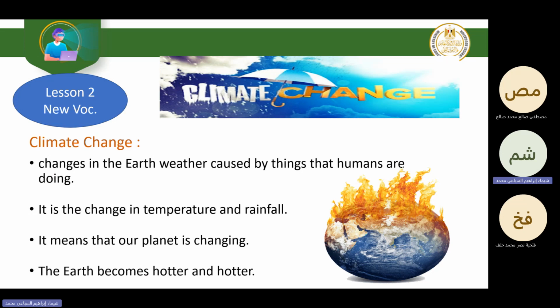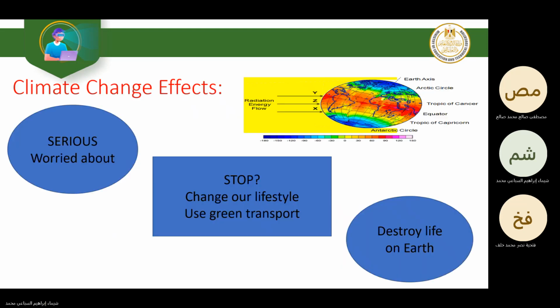Okay, so it's the change in temperature and rainfall. The temperature is higher and higher, and the amount of rainfall will be less. It means that our planet is changing. The earth becomes hotter and hotter. Of course, this is a very bad thing. Okay, so climate change is a serious problem, a serious problem we should worry about.